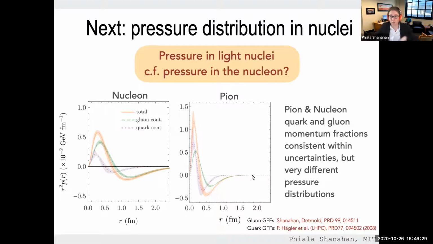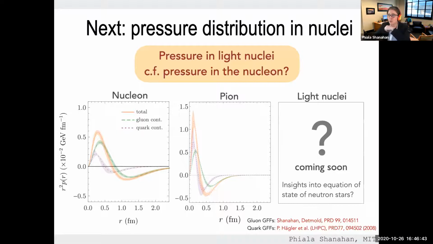And so this is the first results, we can really begin to understand hadron structure in a new way. A natural question is to say, well, if we can look at the pressure in protons and neutrons, what about nuclei? And this is something we're working on now too. And then eventually you might imagine that if you look at neutron-rich nuclei, maybe this could help give you some insight into the equations of state of neutron stars, sort of in a far future application. So this is something we're working on.